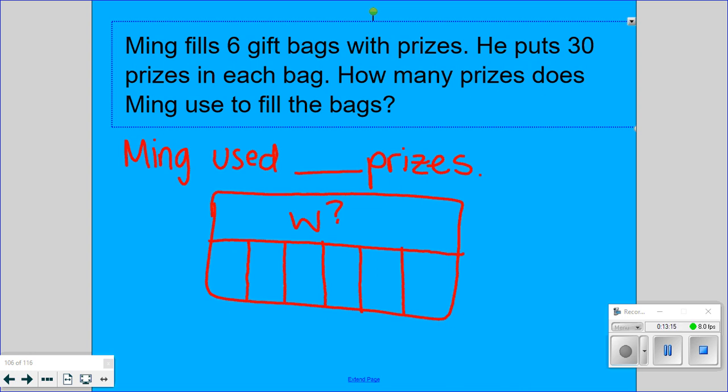What's going in those gift bags? Not a trick question. Ariana? 30 prizes. Put 30 prizes in each one.